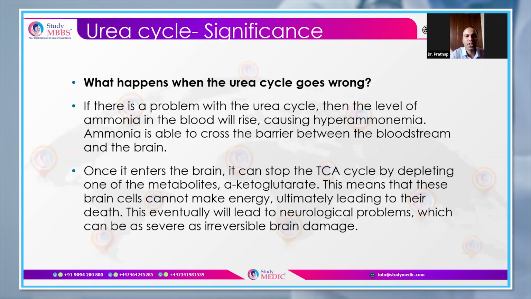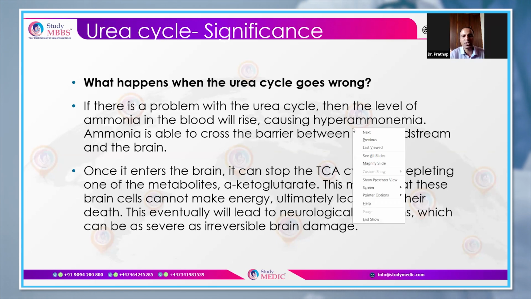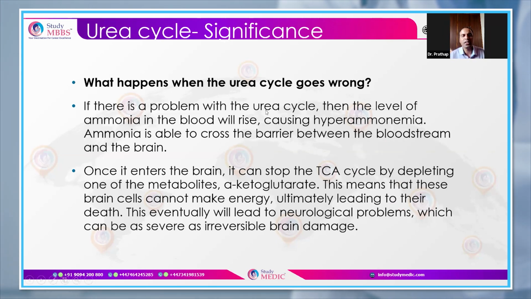So what happens if this urea cycle goes wrong? If there is a problem in the urea cycle, then the level of ammonia in the blood will definitely be raised. The condition is called hyperammonemia, where ammonia is in excess in the bloodstream. Once it is in excess, it can cross the BBB, the blood-brain barrier, reach the brain and deposit there. Once it enters the brain, it stops the most important cycle in the brain, the TCA cycle or Krebs cycle, depleting the metabolites, especially alpha ketoglutarate, resulting in lack of energy and lethargy. The person is almost comatose, very tired, bedridden.